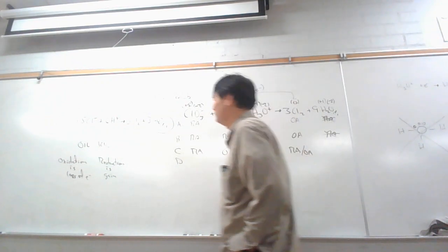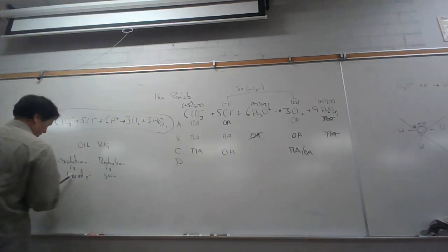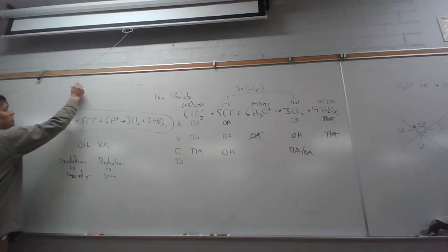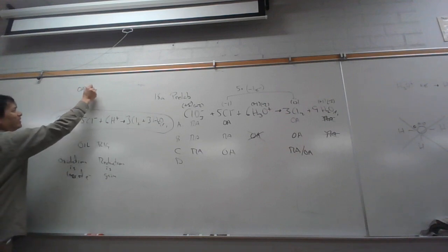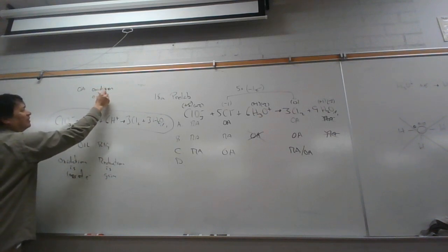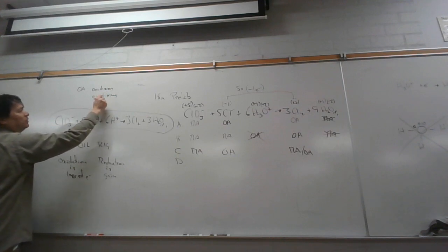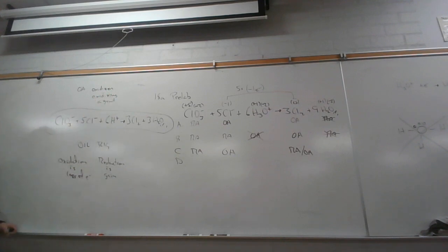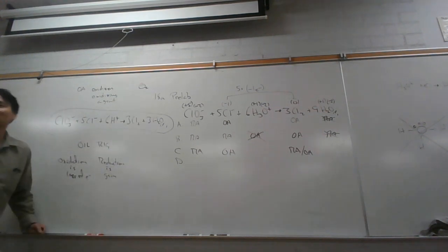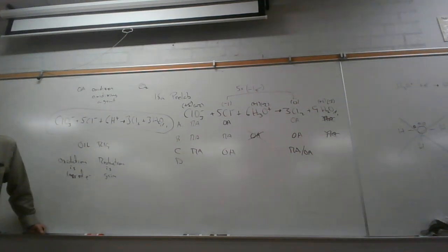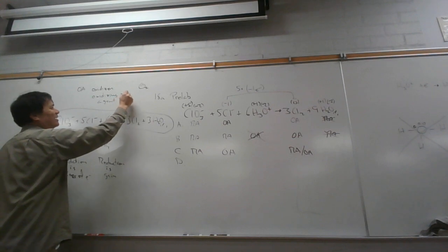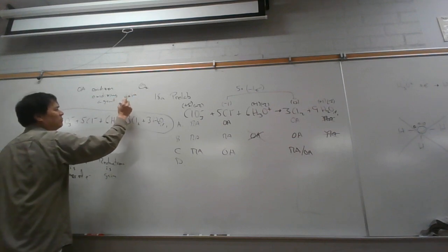Now, the agents cause the oxidation or the reduction. So we call it an oxidizer. It's kind of weird. Oxidizer, oxidizing agent. So tell me a good oxidizing agent. Oxygen is a good oxidizing agent. So if oxygen is a good oxidizing agent, what does it do? Does it lose electrons? It gains electrons. And so oxidizers, oxidizing agents gain electrons, and they cause oxidation.